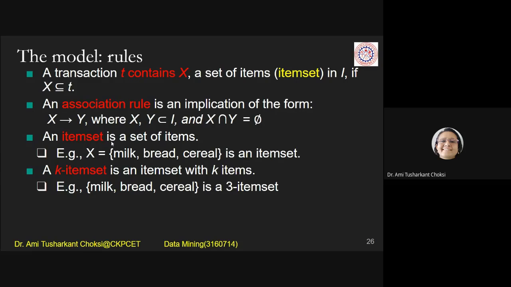So an item set is a set of items that is known to us. X is equal to milk, bread, cereal, right? So for that, what do we say is an item set. A K item set is an item set with K items. K item set. That means the item set should consider K number of items. So for example, if I say milk, bread and cereal, that is 3 item set because it is having 1, 2 and 3 items. Okay.